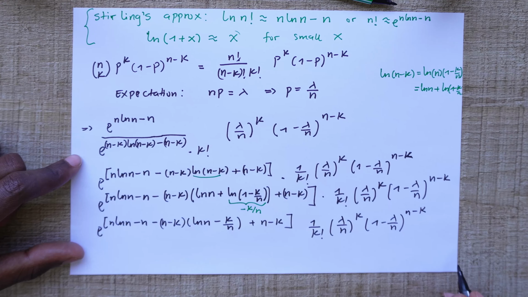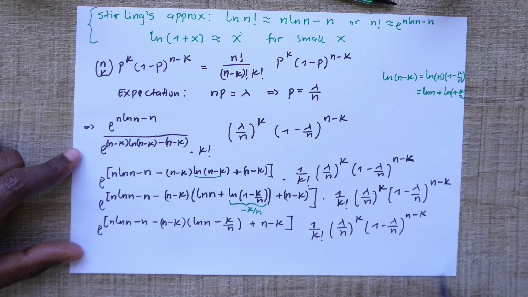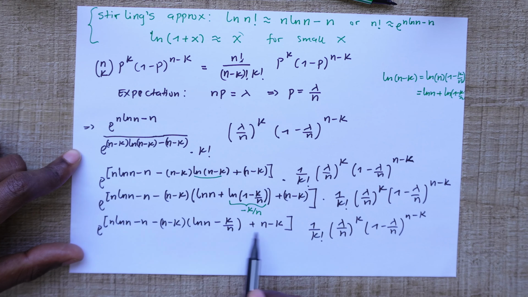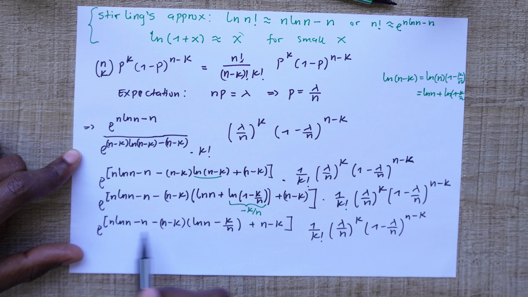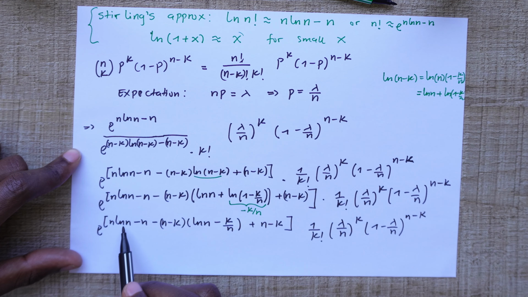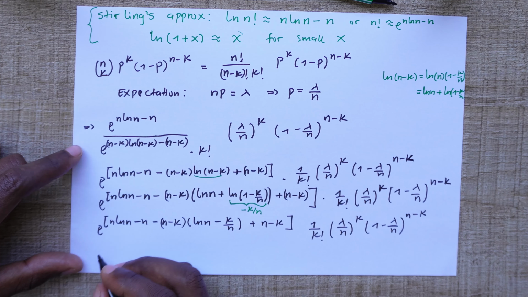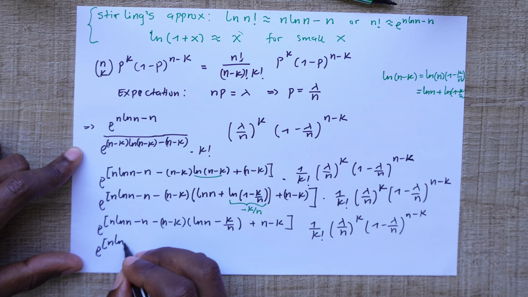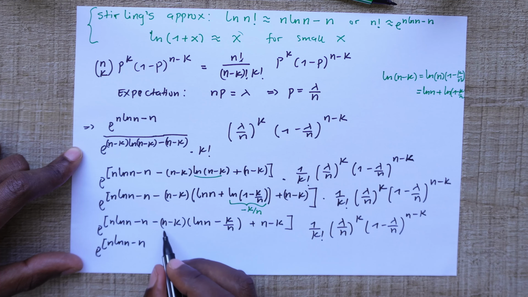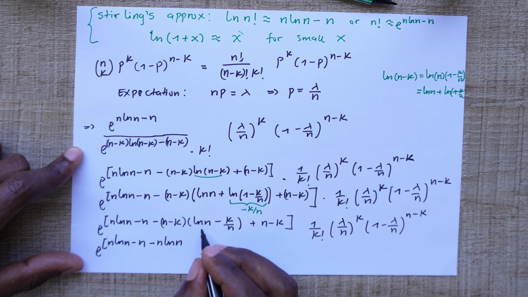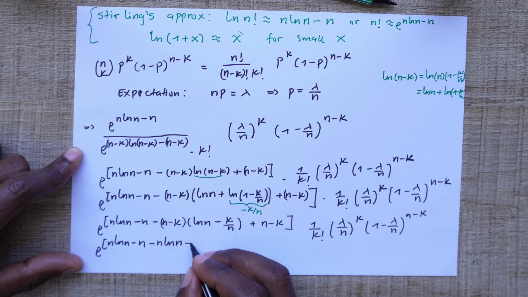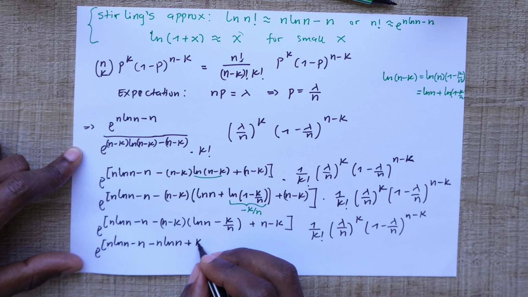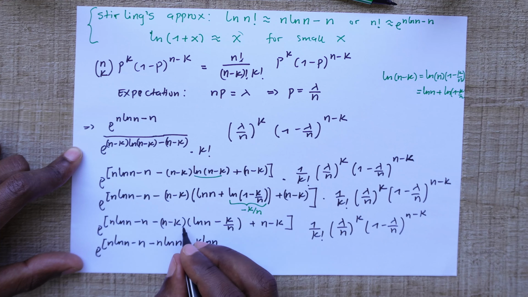Hope everything is clear up to this point. Then we notice that this exponential can be simplified. We are going to have terms that are very common, so we can expand these and simplify terms. We're going to have e to the n ln n minus n. Okay, let's expand this. We're going to have negative n ln n, the first term, then the second term, plus k ln n. That's the second term.